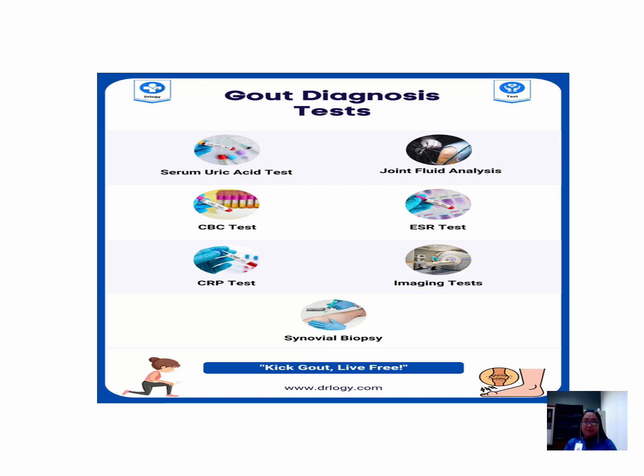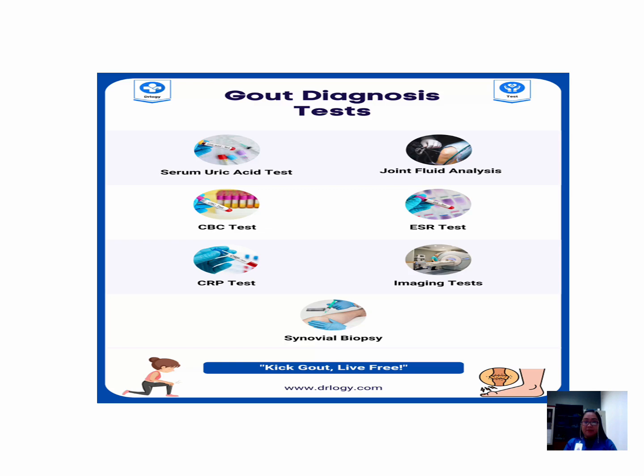We have several tests to be done for a patient such as joint fluid analysis, synovial biopsy, ESR test, serum uric acid test, CBC test, CRP test, and imaging test. So with this, it will help us determine the extent of the condition of our patients. I will not be discussing it anymore due to time constraints. So in general, these are the diagnostic tests to be utilized for our patients.